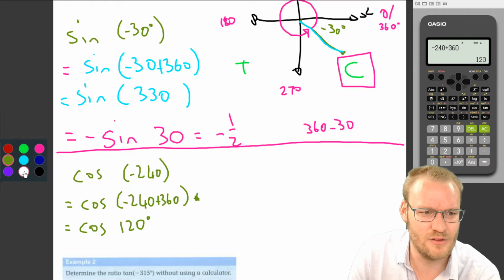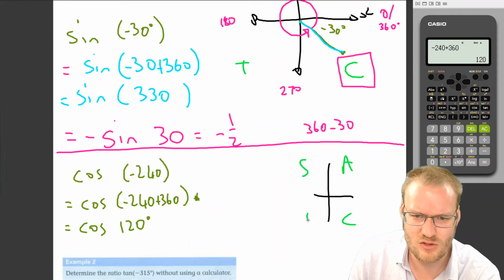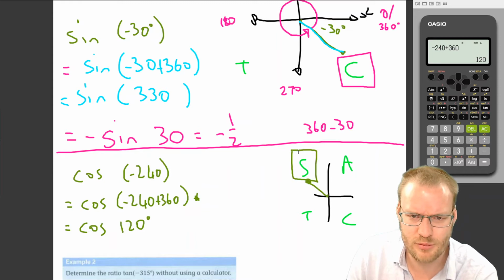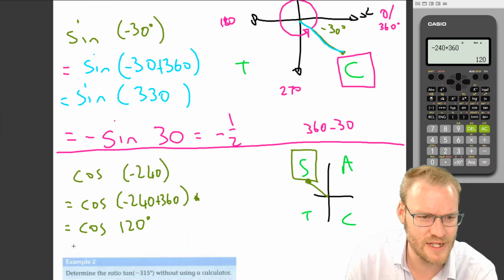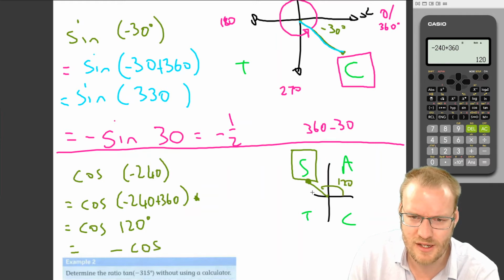Okay, now we can draw our CAST diagram. This one I'm going to draw a bit more rushed. C-A-S-T, 120 degrees. Where am I sitting? I'm sitting up here. Which trig ratio is positive? Sine. This is cos, so it must be negative. So I'm going to say this is negative cos of, well, if this was 120, what angle is this?